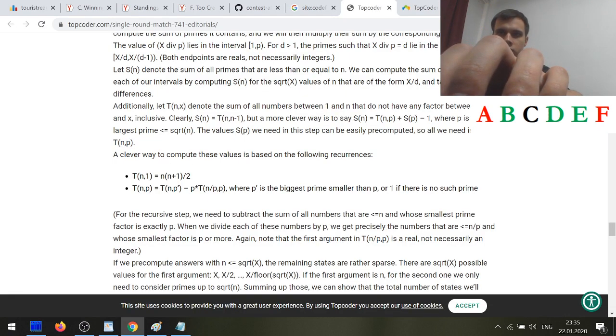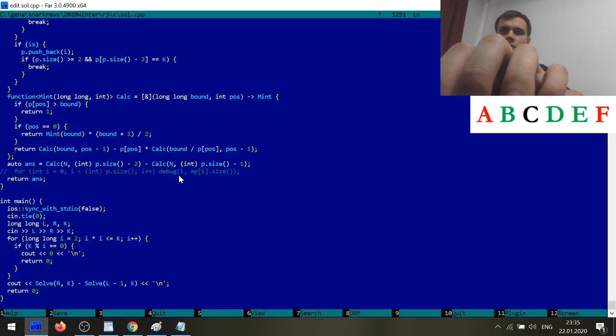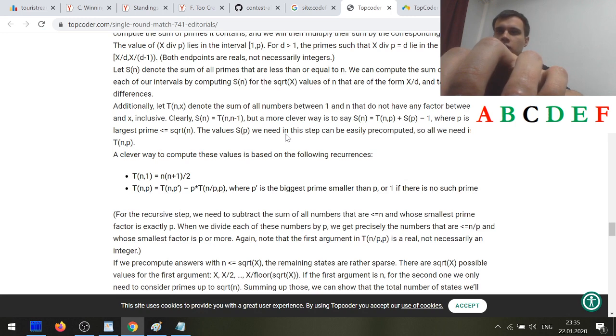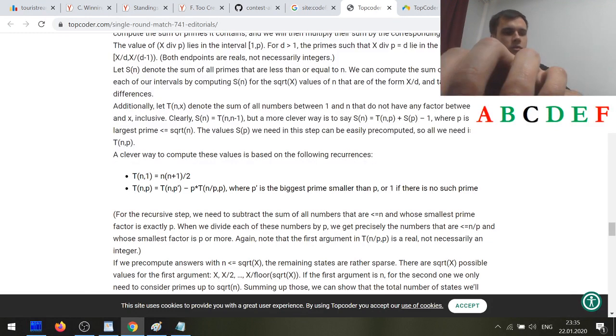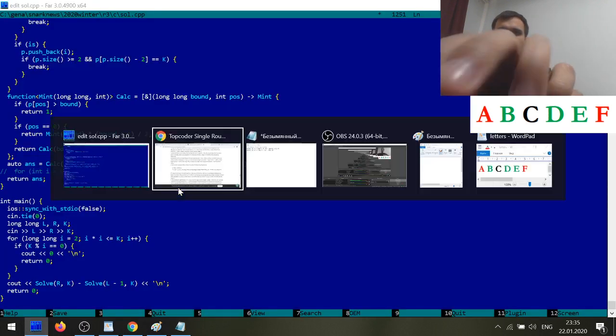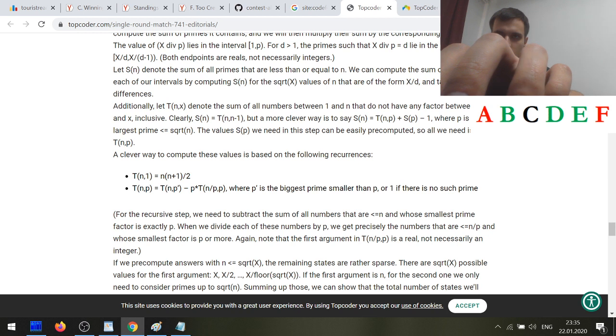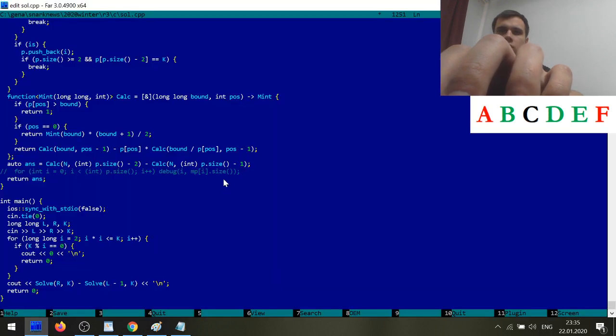Okay, at least I forgot to multiply it by p, right? So T(n, x) is, if x is equal to 1, n times (n plus 1) over 2. So here it is. And then T(n, p) is equal to T(n, p-1), p prime, minus p times T(n divided by p, p-1).